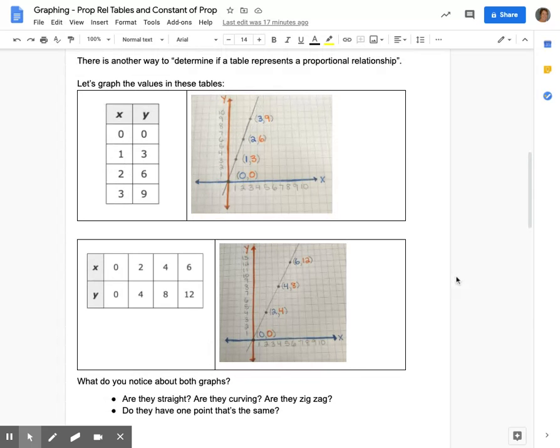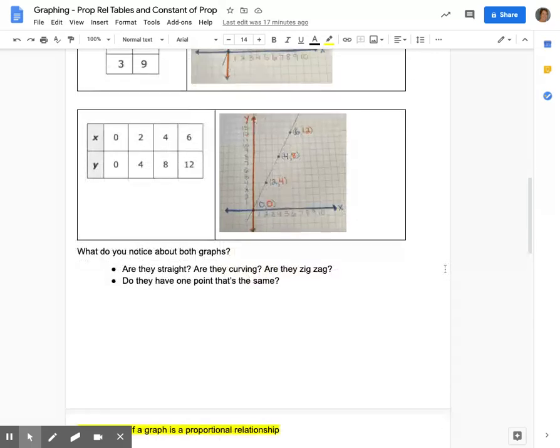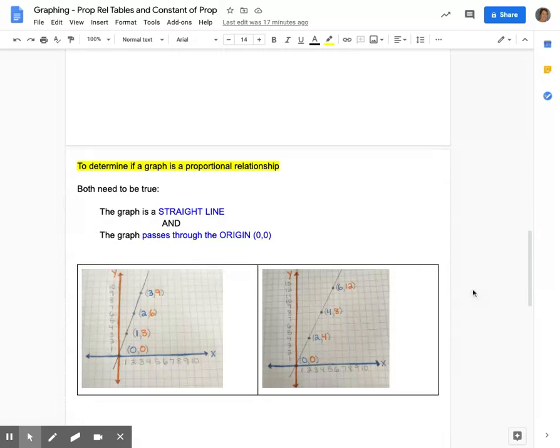So yes, what we've noticed is that they're both straight lines, and they both have the point 0, 0, which is called the origin. So to determine if a graph is a proportional relationship, both of these need to be true. The graph has to be a straight line, and it has to go through or be at the point 0, 0.